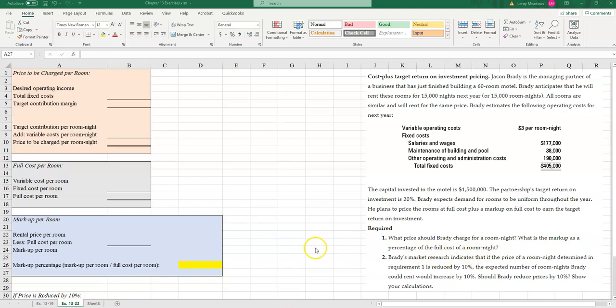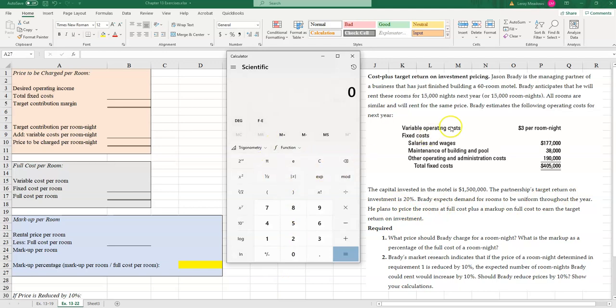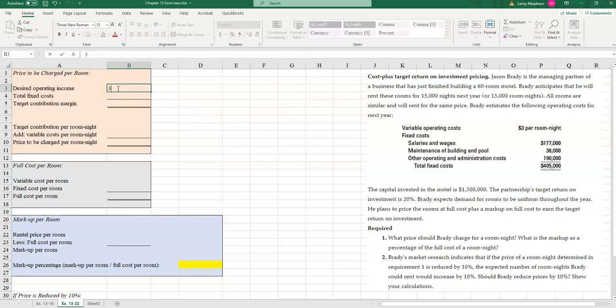So first of all, if we remember the cost plus pricing system, we need to get our full cost plus add the desired markup. So let's take a look at the desired markup first, so we can get our target contribution margin. So operating income is what? 20% of the investment made. So the investment was what? 1,500,000. And 20% of that is 300,000. So that's the amount of profit that we want to have. So that's our desired operating income.